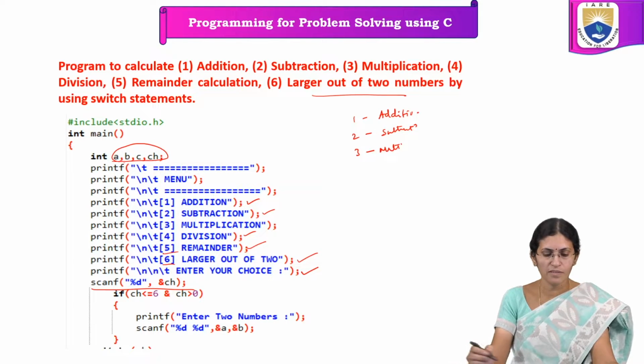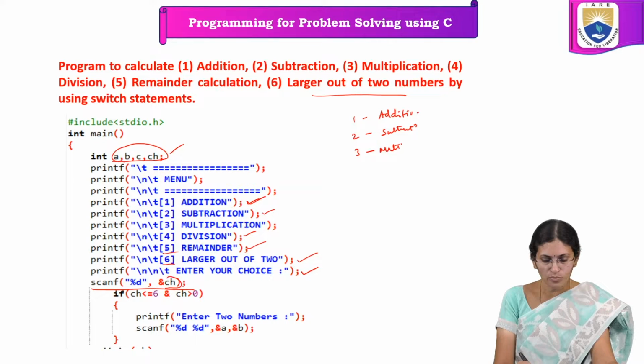With the help of the scanf statement, for this we have declared 4 integer variables A, B, C and CH. All these are integer variables which hold integer values. These 1 to 6 are the choices, and based upon this, the corresponding code will be activated.